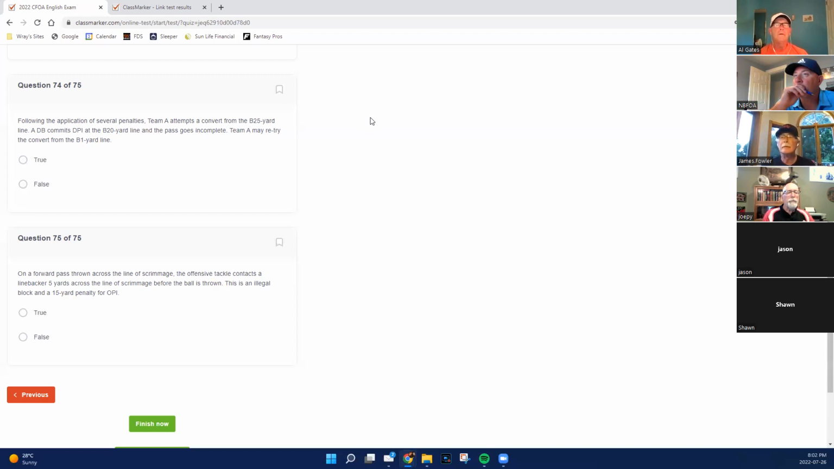No, that's false. Because if it's a convert, how could you have defensive pass interference? It's a kick. Well, not necessarily. It could be a scrimmage play, they could be scrimmaging it. Well, I'm just reading it how it's written, right? It says it attempts a convert from the B25 after several penalties.